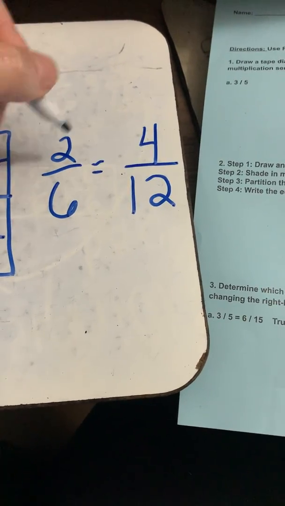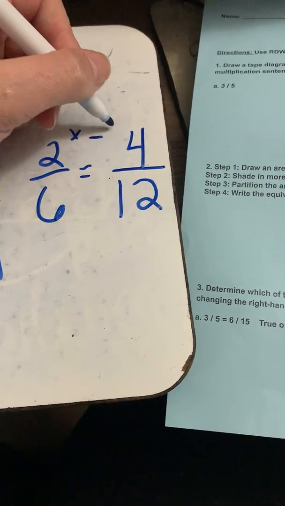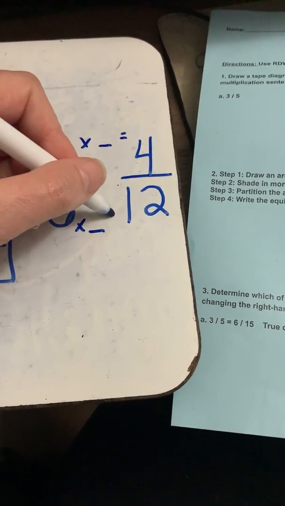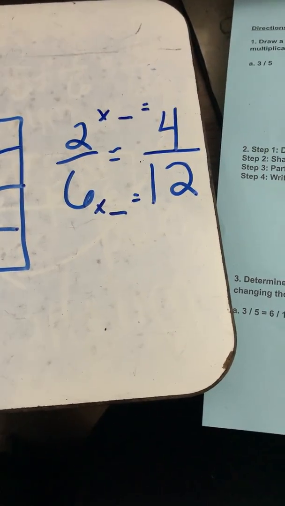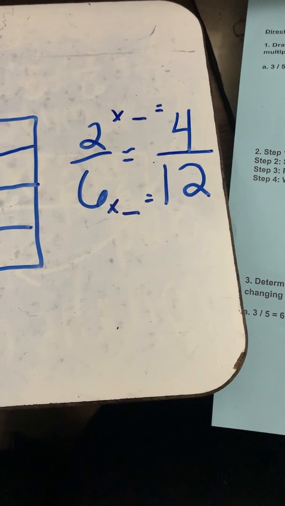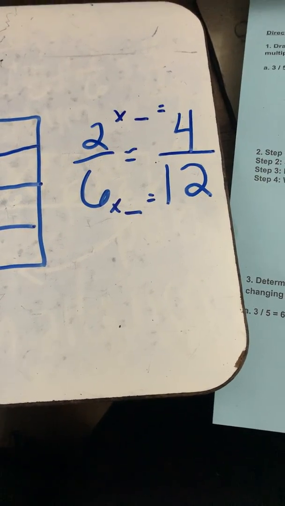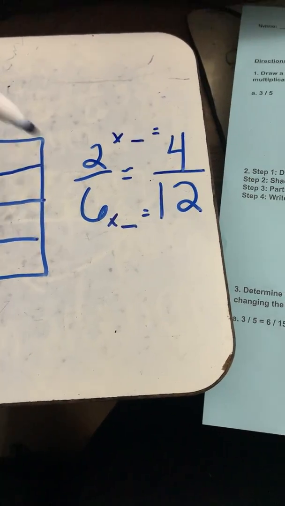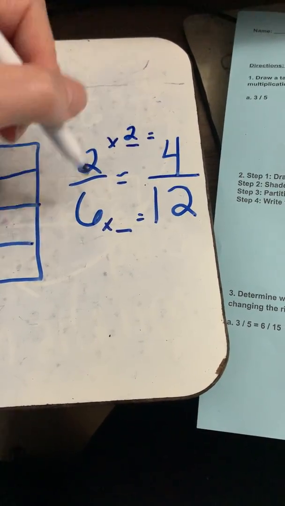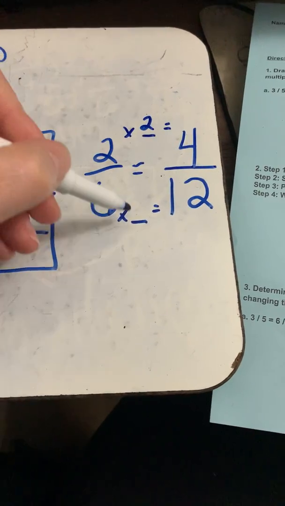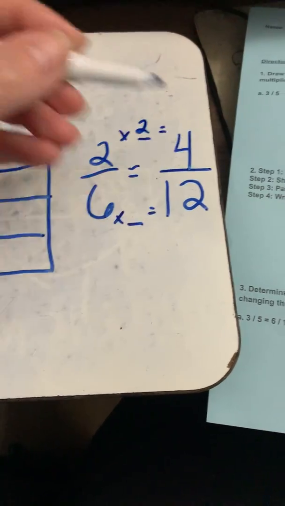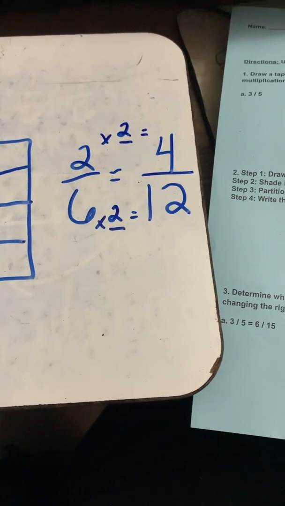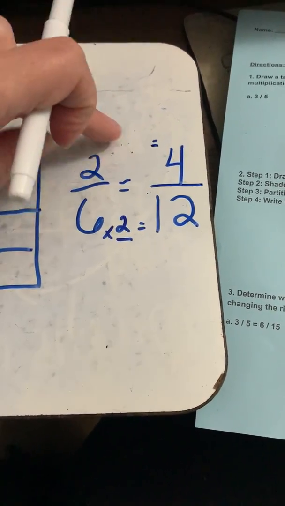So I have to think to myself, 2 times what number gets me to 4, and 6 times what number gets me to 12? Well, this is why, boys and girls, we've been saying since the very first day of school, it is so important for you to know your multiplication facts. So I know that 2 times 2 is 4. And whatever I do to the top, I have to do to the bottom. And if 6 times 2 is 12, which it is, I know that I have successfully created an equivalent fraction.